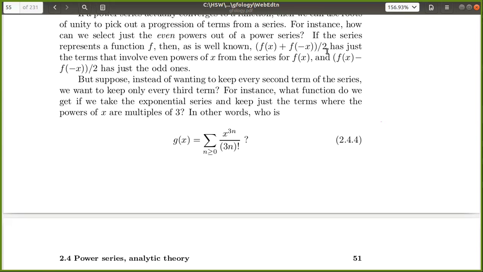Understood what I'm saying? Yeah. Just substitute the value in the f(x) equals summation a_n x^n.